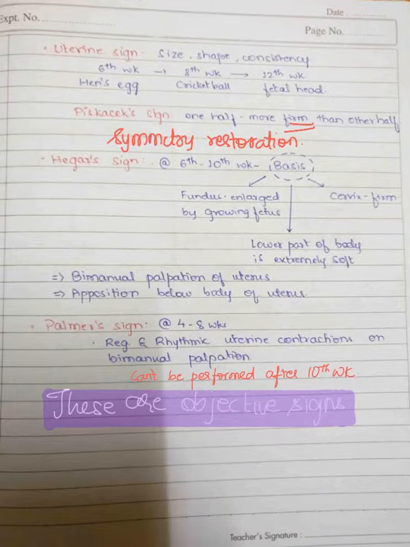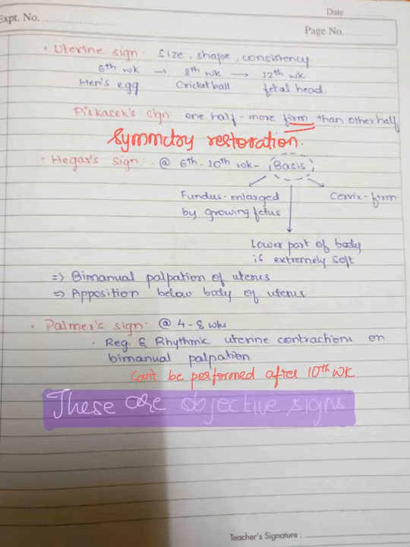Coming to the uterine signs, it will be suggestive of the size, shape, and consistency of the uterus. At the 6th week, a pregnant uterus will be of hen's egg size, and at the 8th week, it will become the size of a cricket ball, and at 12th week, it will become the size of a fetal head. Coming to the Piscacic sign, remember that Piscacic sign is talking about the firmness. P is talking about the F, that is the firmness. That is, one half of the uterus will be firmer than the other half, and this symmetry will be restored at the later stages of pregnancy.